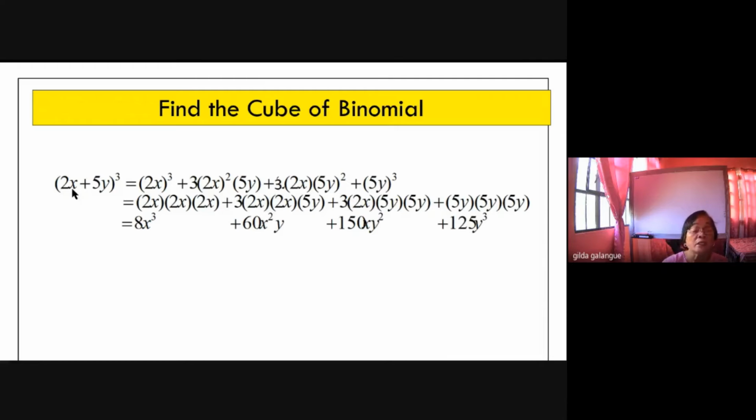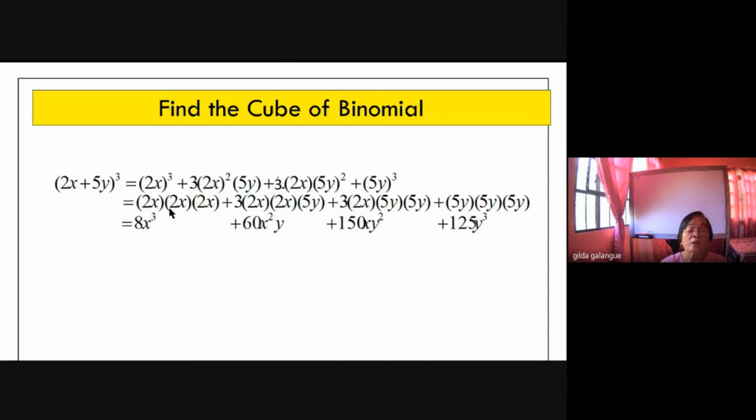We are on the next number. What is our first term? Our first term is 2x. We cube the first term, plus 3 times the square of the first term times the second term, plus 3 times the first term times the square of the second term, plus the cube of the second term. So we need to multiply 2x here 3 times, and the second one, 2 times, and the third one, 1. For y, we don't have y, then we have 1, we have 2, and we have 3.